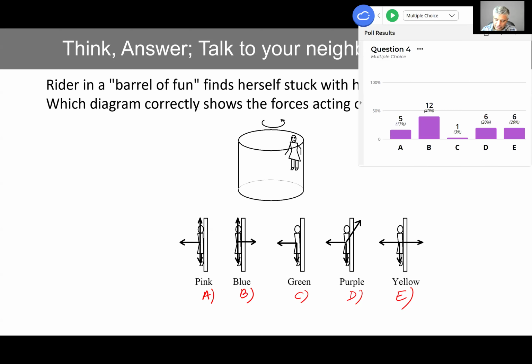Okay, let's see what we got here. We have more B than anything else, but A, D, and E are competing. Okay, so let's say B. So let me ask you a question. That force is pushing the person towards the wall of this ride, right? That's how it is drawn, right? So what force is there?